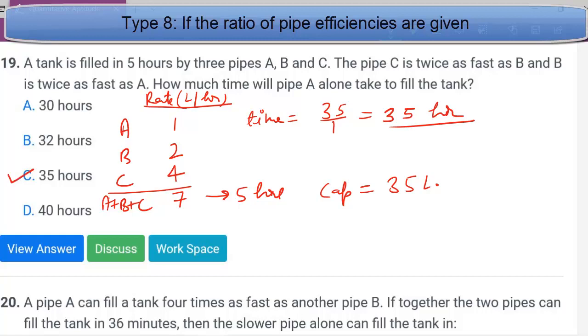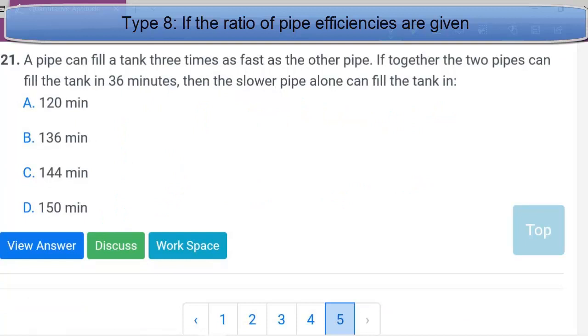So here we have another question based on efficiency. A pipe can fill a tank 3 times as fast as the other pipe. If together the two pipes can fill the tank in 36 minutes, then the slower pipe alone can fill the tank in. So we will approach in the same manner.